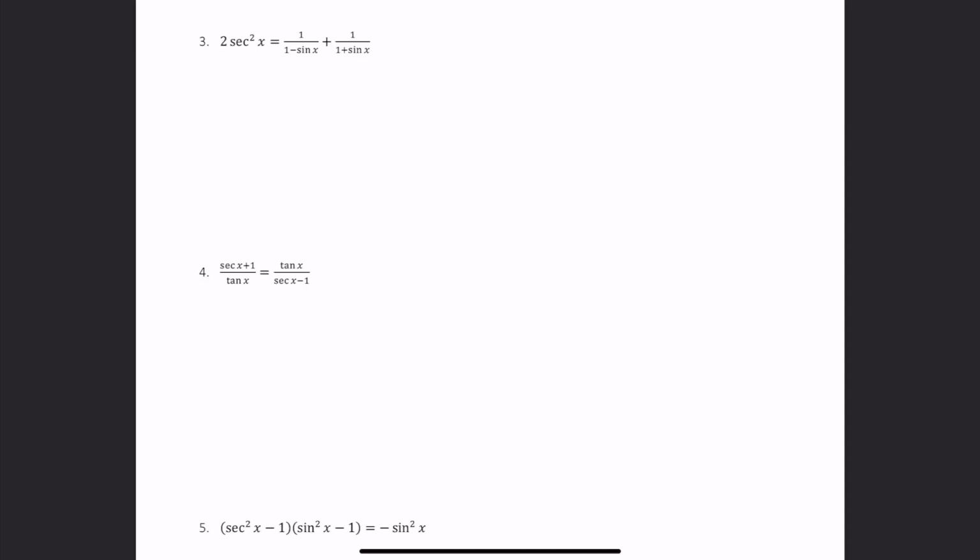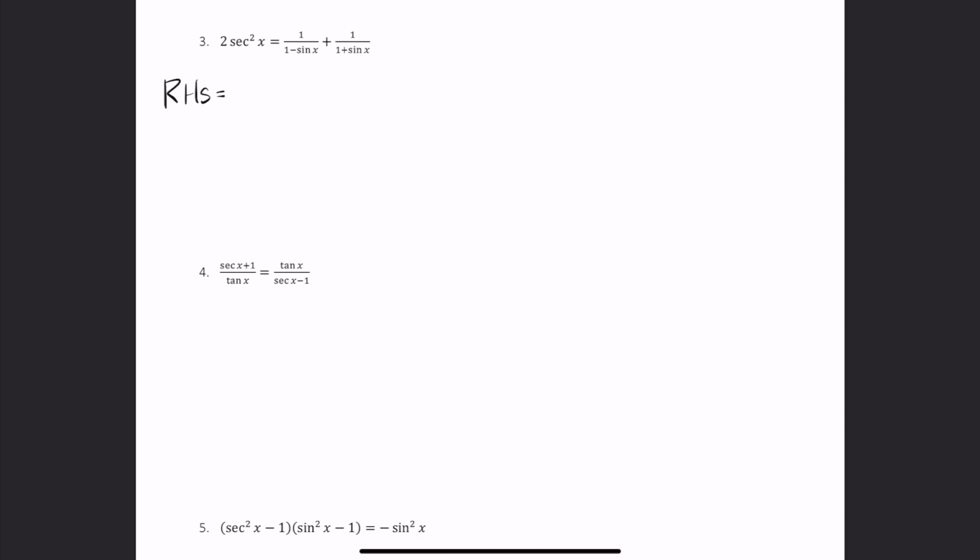Okay, last example I'm going to go over is this one right here. Like I've said, we have to pick one side. Which one looks more complicated? This time, the right-hand side looks more complicated. So let's start with the right-hand side. Okay, so what can we do to get to secant squared x?